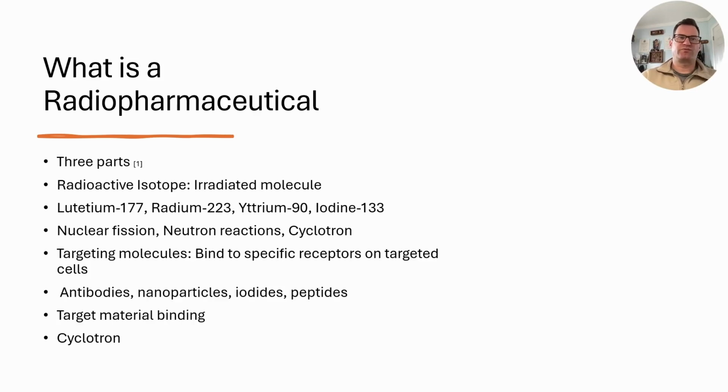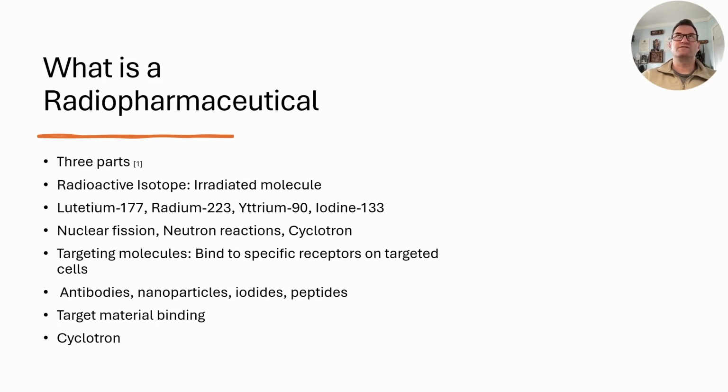A radiopharmaceutical has three parts. They have the radioactive isotope, which is an irradiated molecule. Examples of this are lutetium-177, radium-223, yttrium-90, and iodine-133. They're essentially made with nuclear fusion, neutron reactions, and a cyclotron.